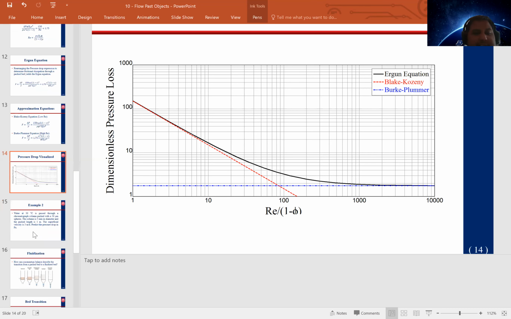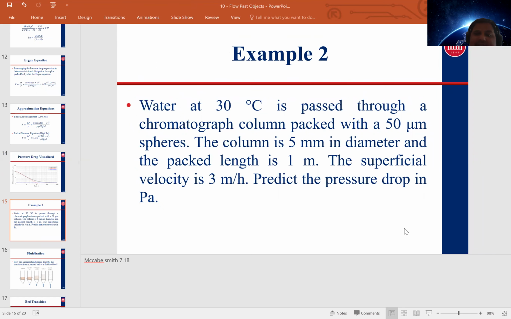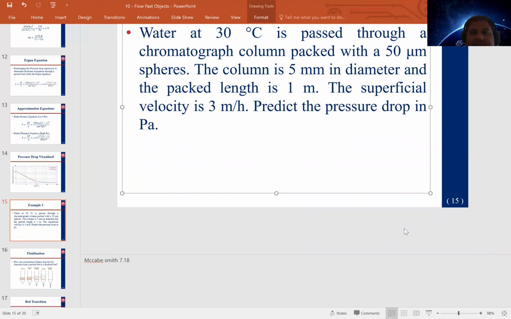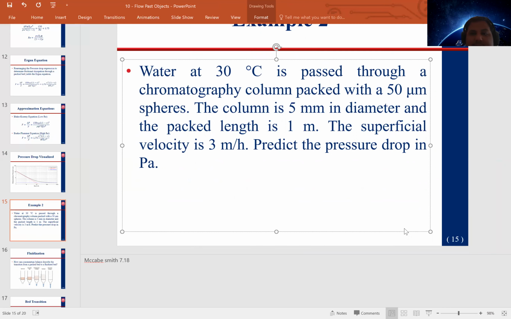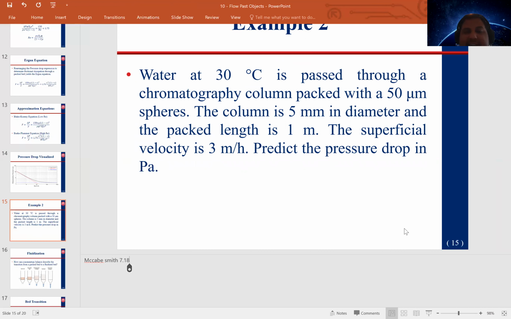All right, so let's take a look at an example and see how well we can do. So let's say water at 30 degrees is passed through a chromatography column packed with 50 micron spheres. The column is 5 millimeters in diameter with a packed length, or the bed length, of 1 meter. If the superficial velocity is 3 meters per hour, predict the pressure drop in pascals.